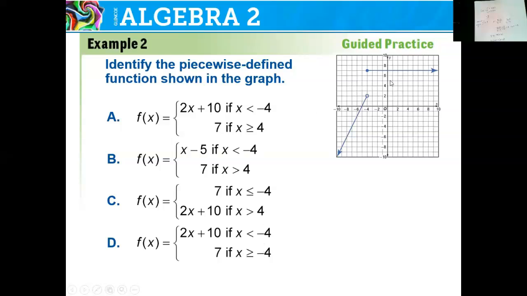But to double check ourselves, 7 if x is greater than -4 has a closed dot. That checks out. If I plug in the point -5 here, -5 times 2 is -10 plus 10 is 0. That would be that point right there. Okay, I could settle with D. It's the only one that has the correct borders or endpoints. And when I plugged in points, they both worked.